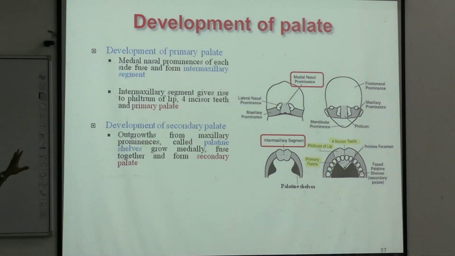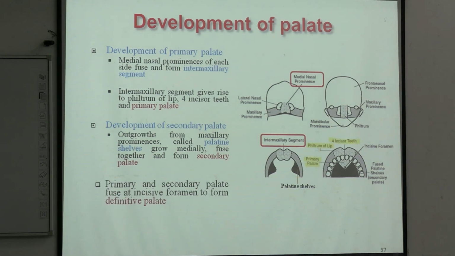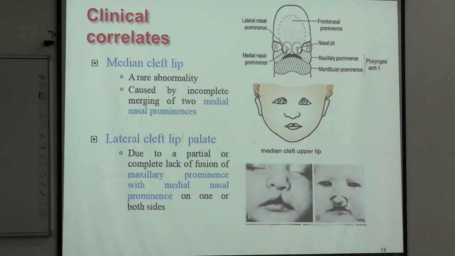So again, primary palate, we understand that, and secondary palate, how it is formed, we understand: the fusion of the intermaxillary segment and the palatine shelf. Palatine shelf is the word that you have to keep in mind, which comes from the maxillary prominence. That's the word about the development of the definitive palate, or the secondary palate.